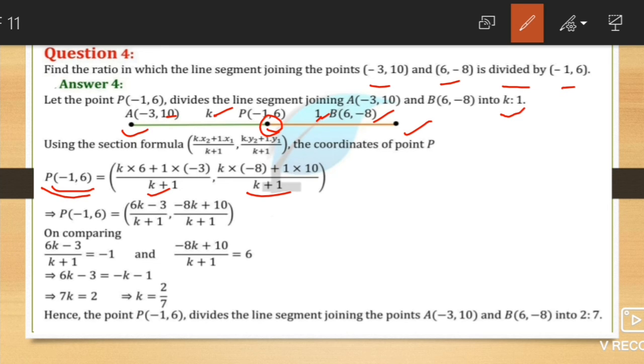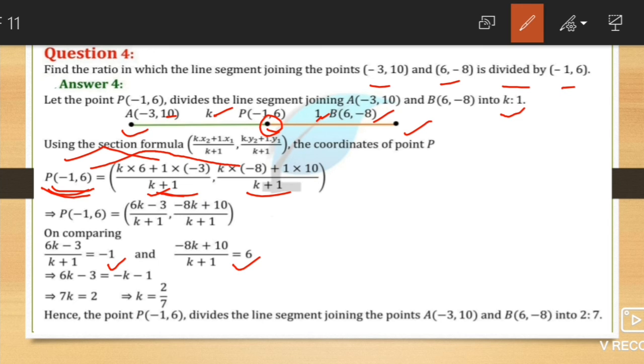Both the left hand side and the right hand side are the coordinates of the same point P, and the coordinate of a single point will always be unique. There will be a unique coordinate for a single point. That means since these both are the coordinates of P, they must be equal. So the x coordinate minus 1 will be equal to this expression, and the y coordinate 6 will be equal to this expression. Comparing the first one, you get this one, and the second one, you get this one.